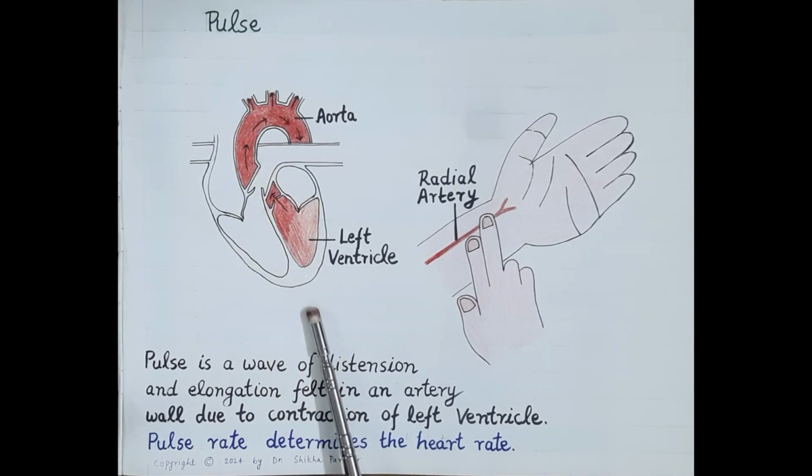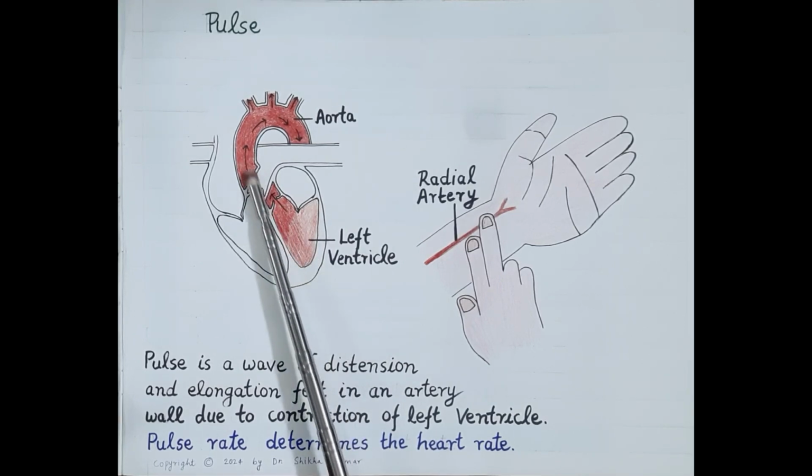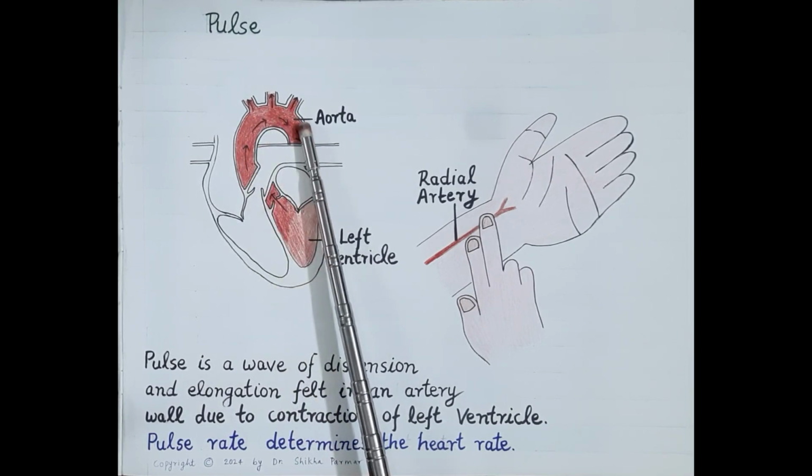Now as we all know, the function of the heart is to pump blood. So look at this figure. This is a figure of heart. Now when the left ventricle contracts, the blood is pumped forcefully into the aorta. Aorta is the largest artery of the body. Now branches of aorta supply blood to each and every tissue of the body.